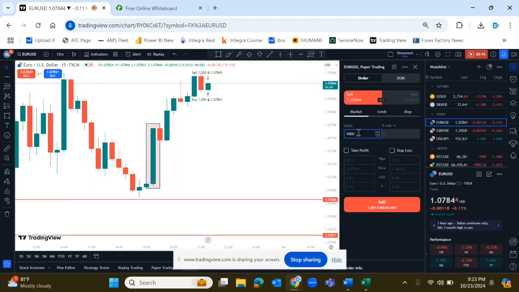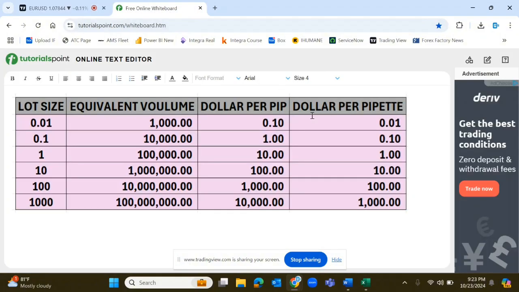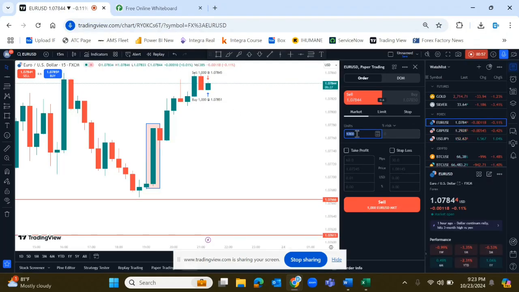If you are using MT4 or MT5, you may be seeing something like lot size, and you may be choosing 0.01, which is equivalent to this volume or units. Now if I put 1000 in these units, it means I am picking a lot size of 0.01. If I put 10,000, it means I am using a lot size of 0.1. And if I put 100,000, it means I'm using a lot size of 1. Now, if I want to use a lot size of 0.01, I will just put 1000 in this unit, and then click on sell.